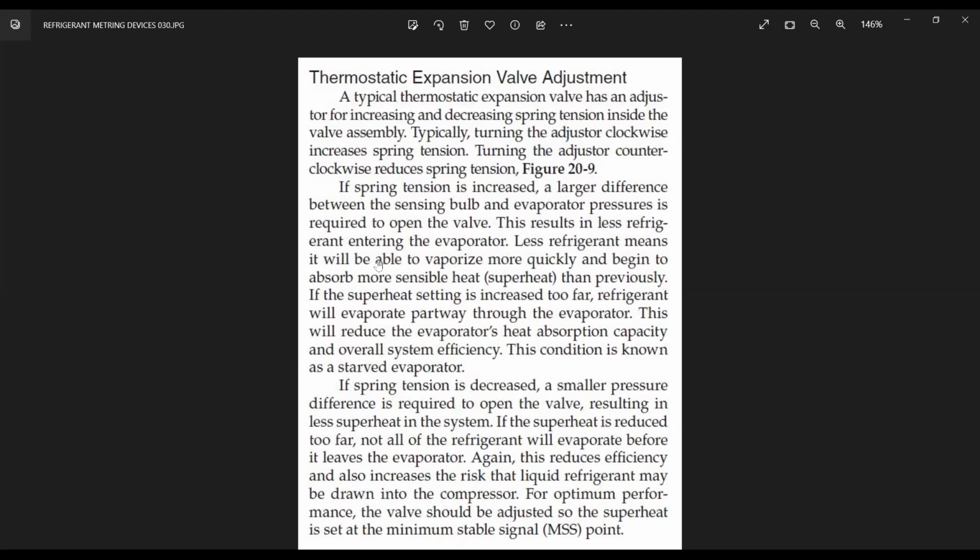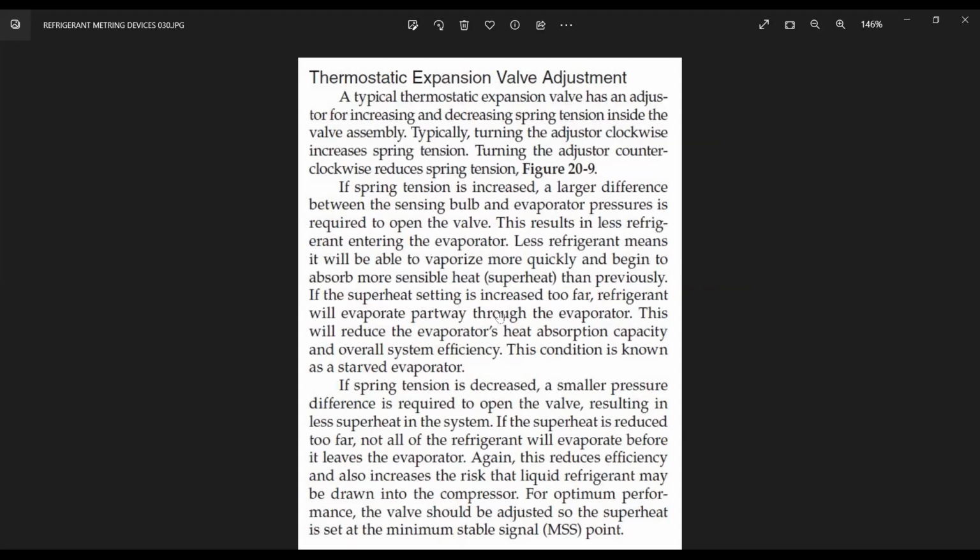This results in lesser refrigerant entering the evaporator because now the spring tension will increase, so the valve will open less. Okay, and less refrigerant means it will be able to vaporize more quickly and begin to absorb more sensible heat, superheat, than previously. So the degree of superheat will increase now, because less refrigerant is going, so more superheat will be gained.